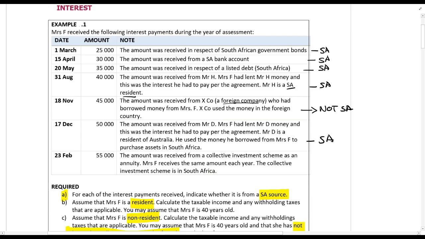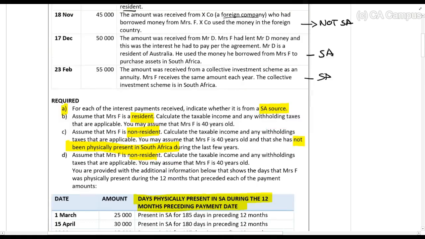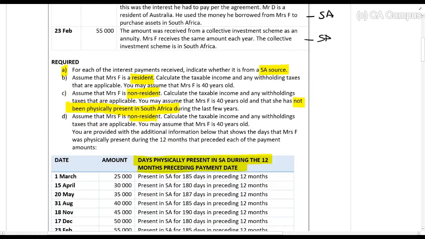23 February, the amount was received from a collective investment scheme as an annuity. Mrs. F received the same amount each year. The collective investment scheme is in South Africa, so that is a South African source. Right, then B. Assume that Mrs. F is a resident. Calculate the taxable income and any withholding taxes that are applicable, and you may assume that Mrs. F is 40 years old.